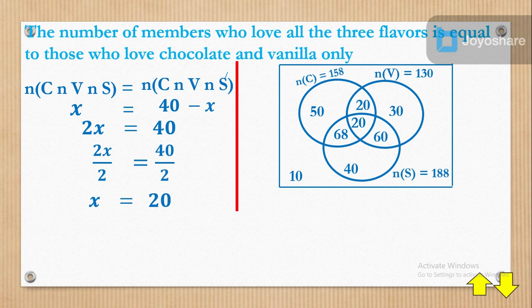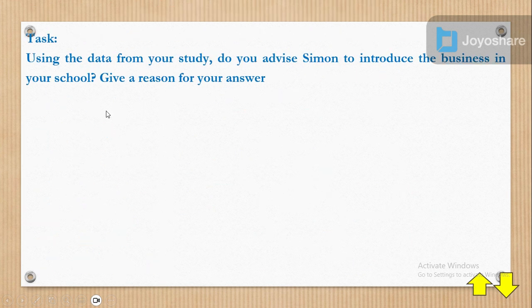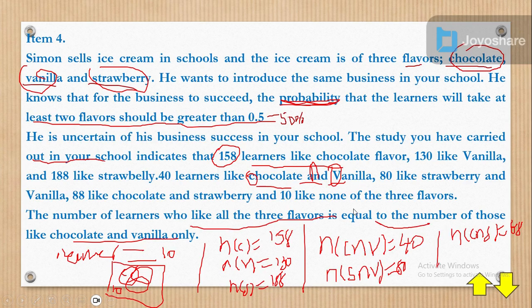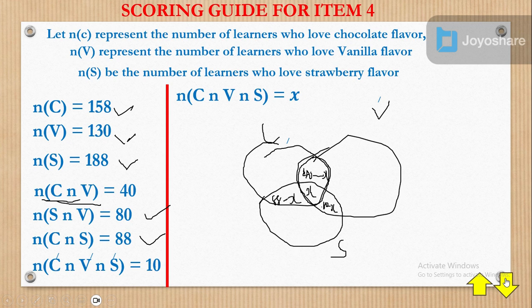Now next, remember our worry here was on this. I want you to go and memorize this. They're saying, using the data from your study, do you advise Simon to introduce the business in your school? Give a reason. We must only advise Simon to introduce the business if the probability that the learners will take at least 2 flavors is greater than 0.5. So you go to the question and find the probability that the learners are eating at least 2 of the flavors, and if it is greater than 0.5, then you say yes. So we're going to find the probability.